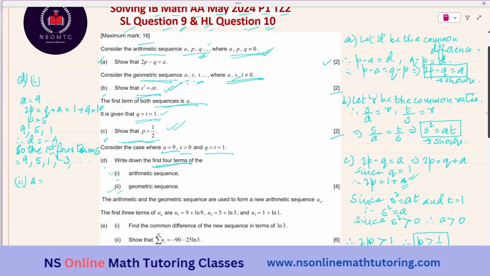Again A is equal to 9 and S squared is equal to AT, equal to 9 times 1, equal to 9. Therefore, S is equal to 3 because S is greater than 0. Okay. Therefore, the terms are 9, 3, 1, the first 3 terms. So, R is equal to 3 over 9, which is 1/3.